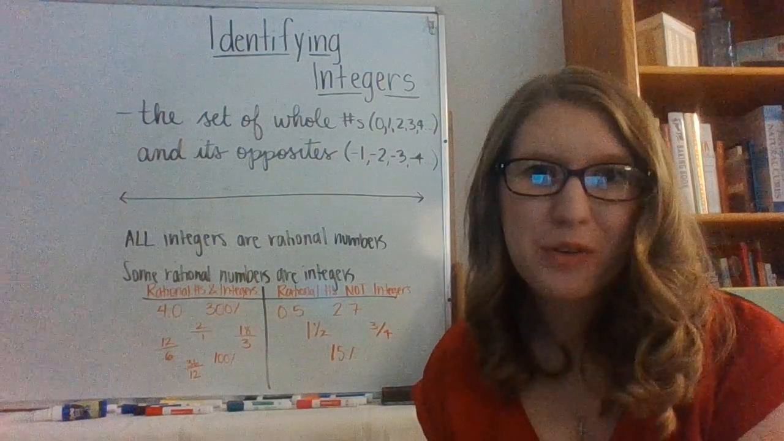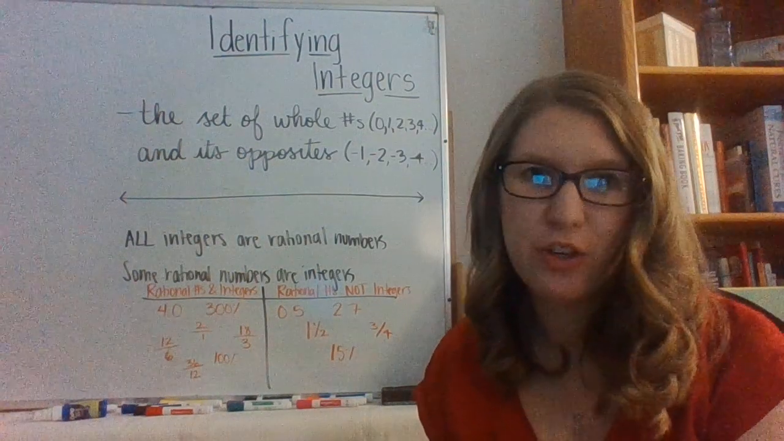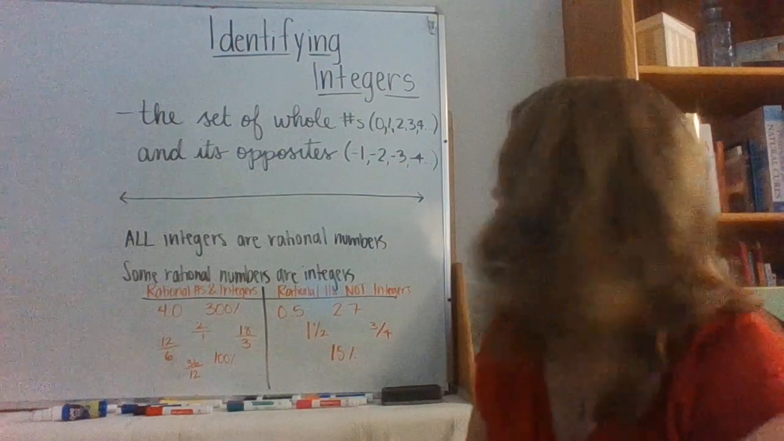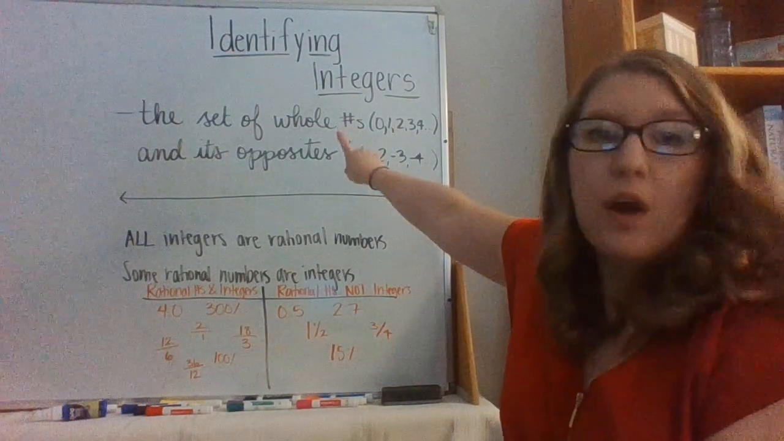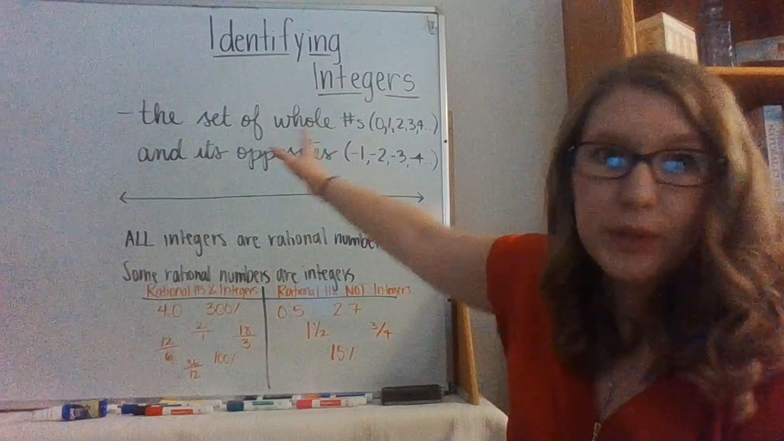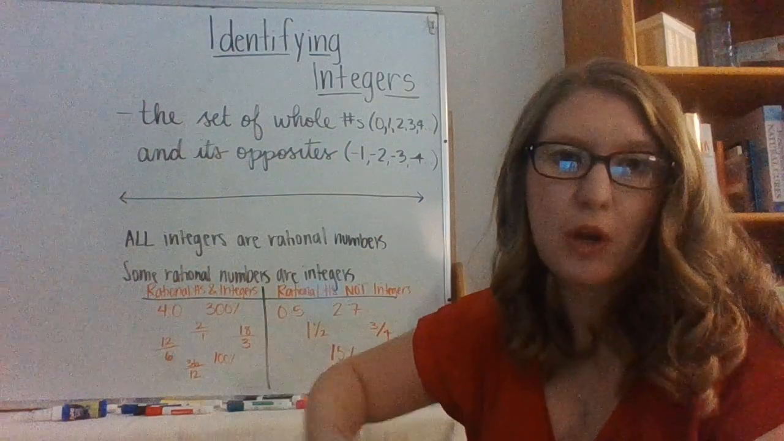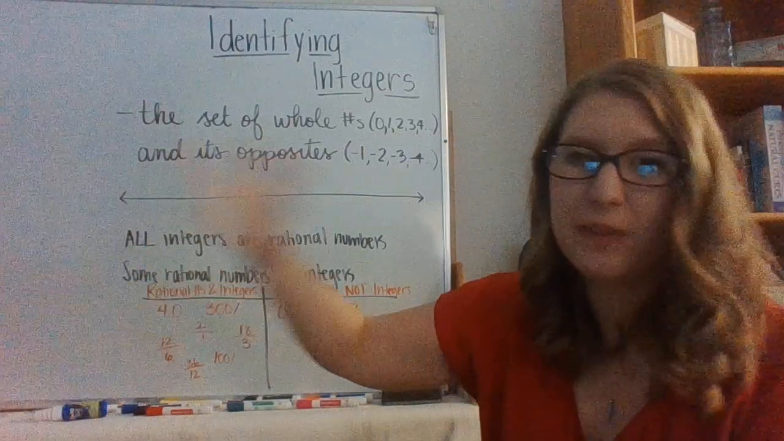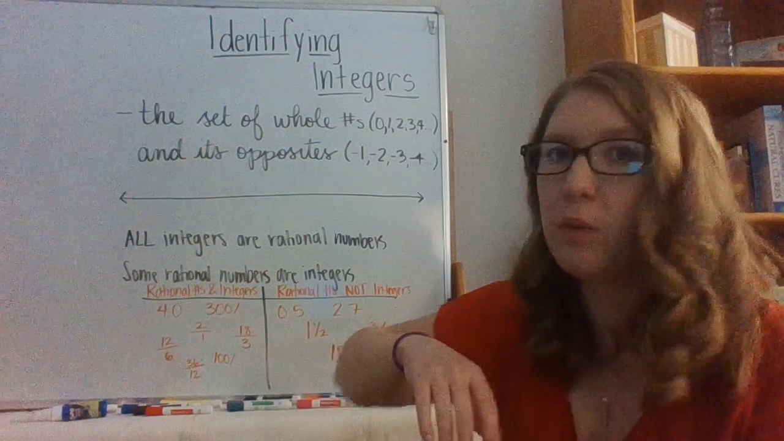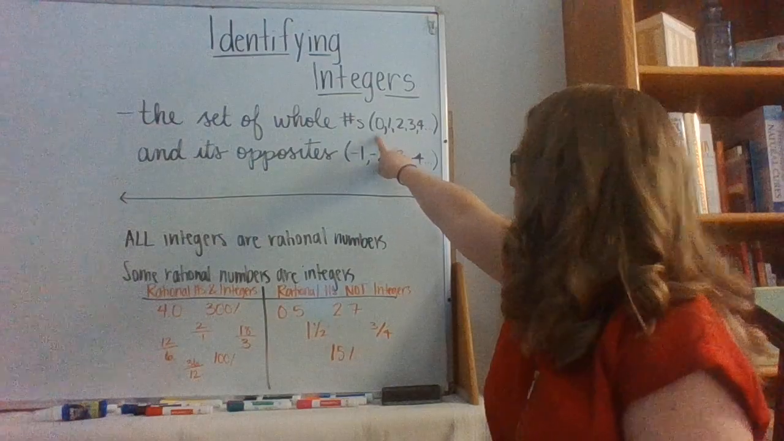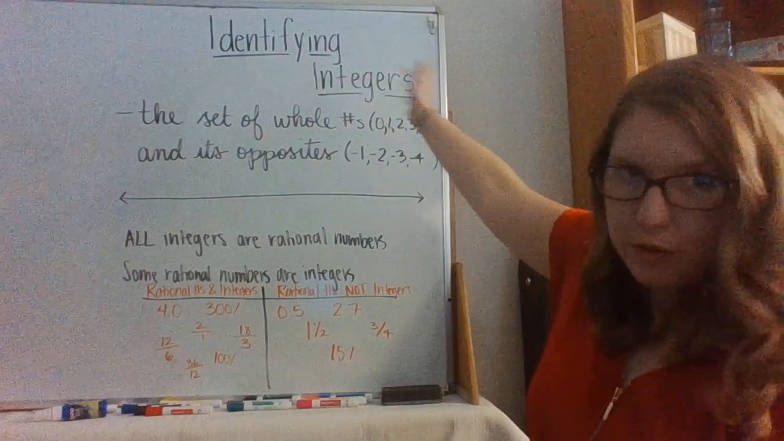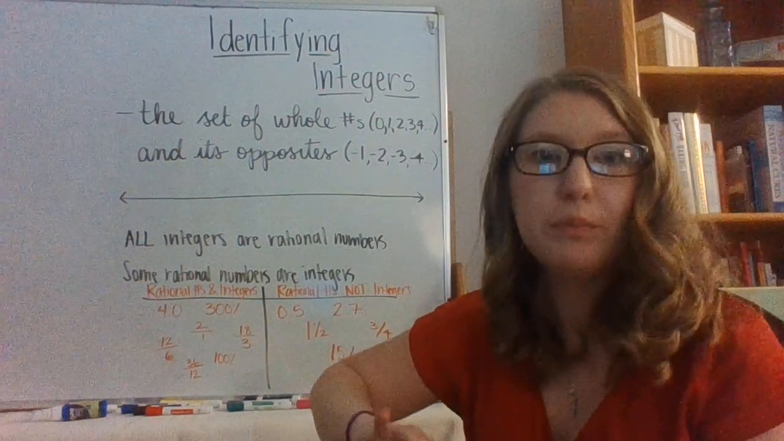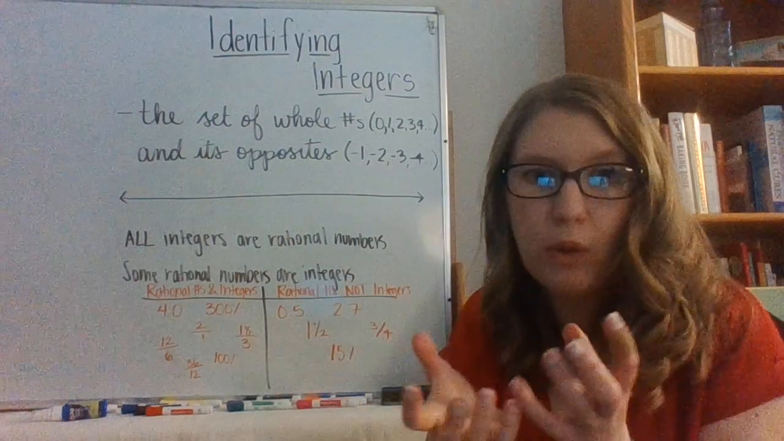So today we're going to review how to identify integers. So what are integers? Integers are known as the set of whole numbers, and whole numbers are just like all those counting natural numbers, 1, 2, 3, 4, 5, but they also include 0. So whole numbers include 0, 1, 2, 3, all the way up until infinity. Whole because it's a whole number.